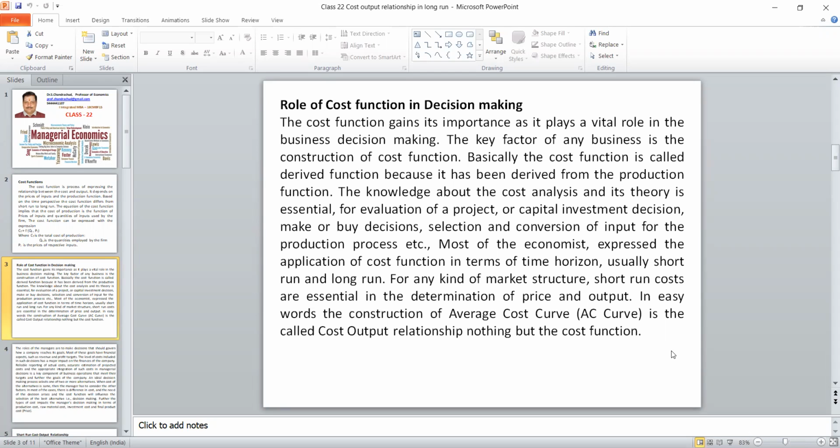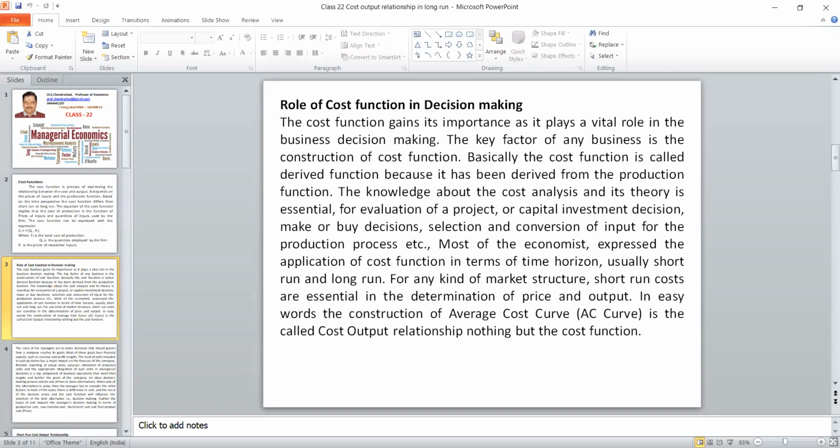This particular cost function will help to evaluate whether the project is profitable or not, how much investment should be made for the production schedule, whether we have to make the product or buy the product, what inputs are to be collected, what is the right combination for that, and how to construct the process layout. All these things are based on this particular cost function.